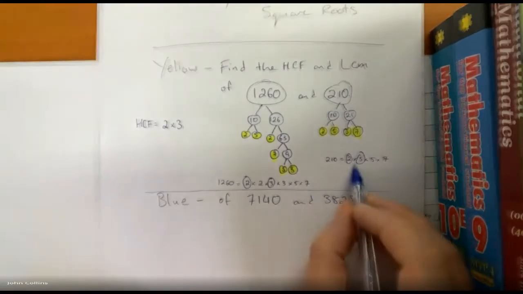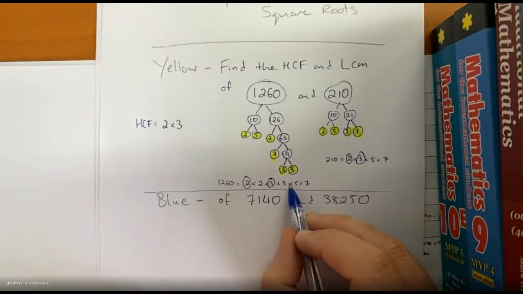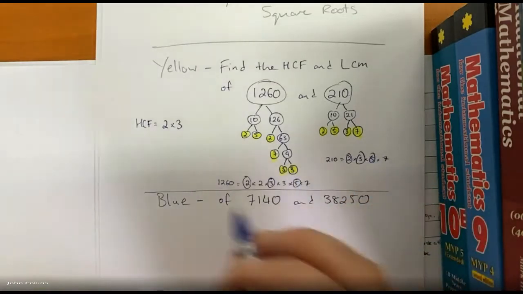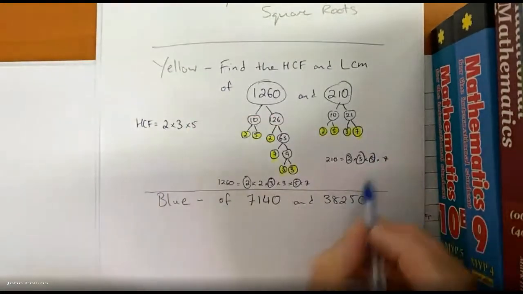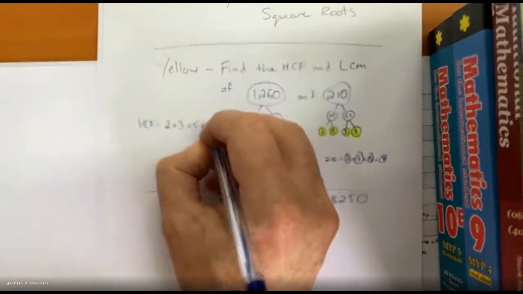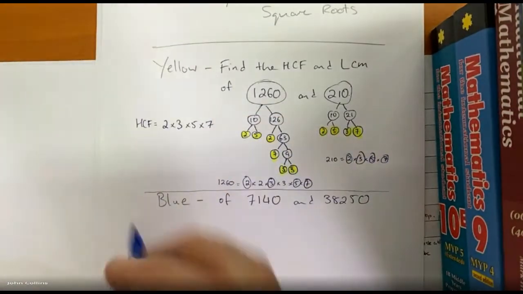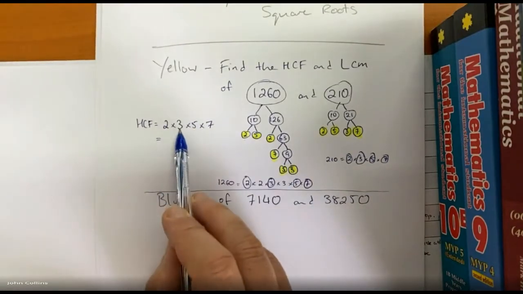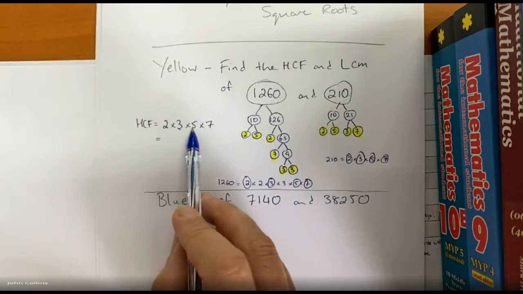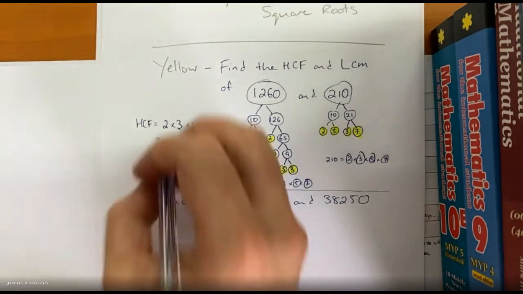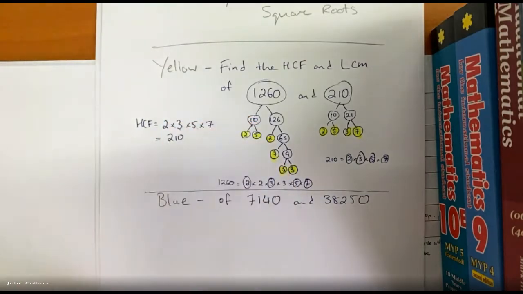So 3 is in both lists. There's a 5 in both lists. So I multiply by 5. And there's a 7 in both lists. So I multiply by 7. And this will give us the highest common factor. So I can do this multiplication out. 2 times 3 is 6. 6 times 5 is 30. 30 times 7 is 210. So that is the highest common factor. Done.